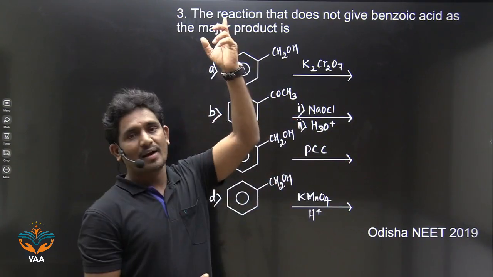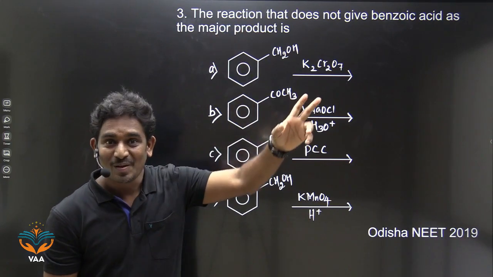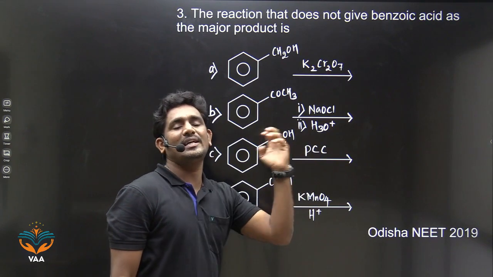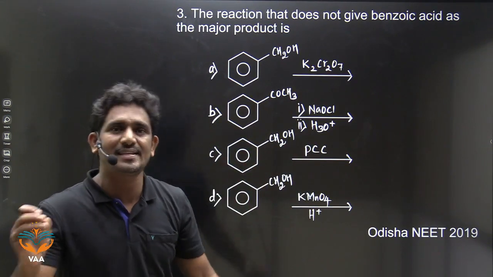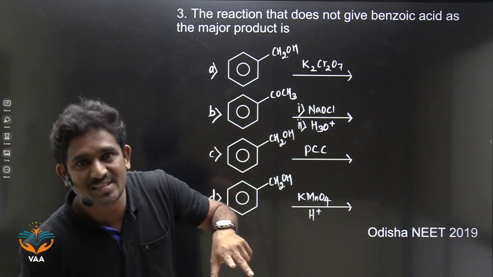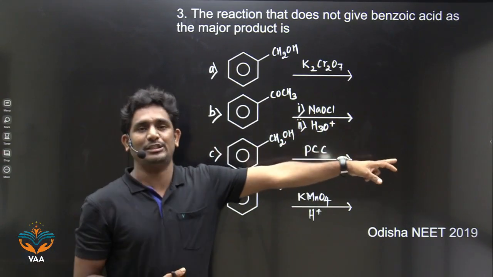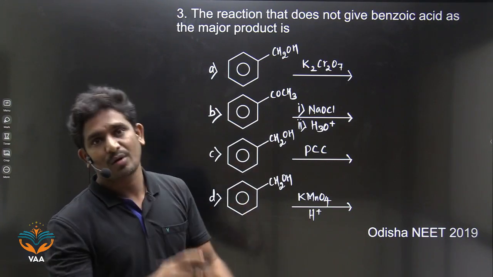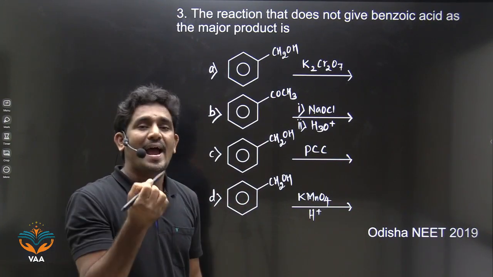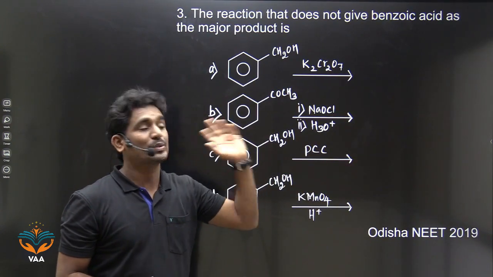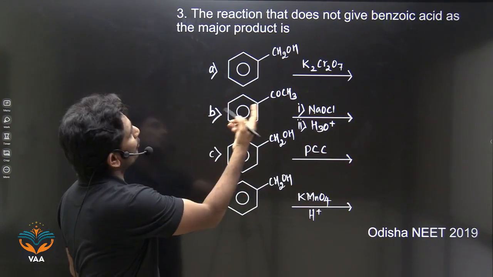So it will also give carboxylic acid, right? Now, look, it is a primary alcohol and PCC, pyridinium chlorochromate. It is a mild oxidizing agent. So in the presence of a mild oxidizing agent, it gives aldehydes. With a strong oxidizing agent, it gives carboxylic acids, and with a mild oxidizing agent, it gives aldehydes. So the answer is C.